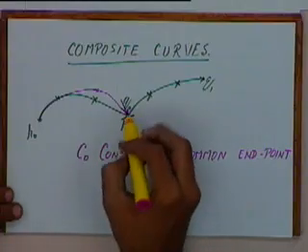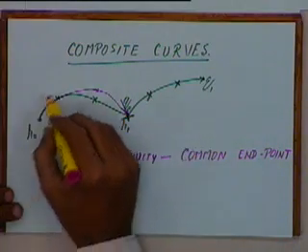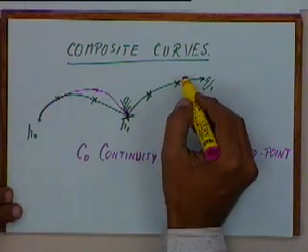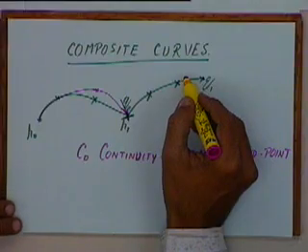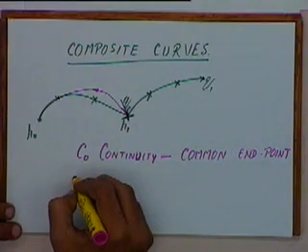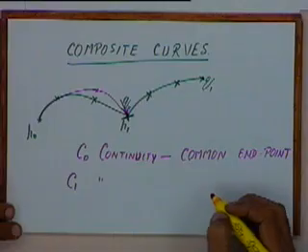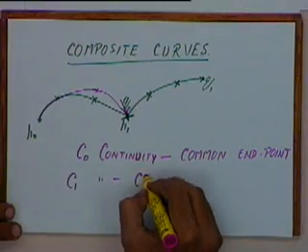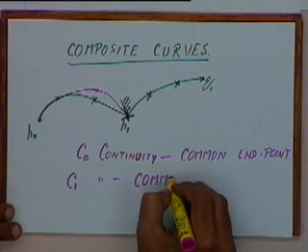Okay, that means at this point the endpoint of the first curve and the starting point of the second curve are the same. In terms of C1 continuity, we say that the curve will have a common tangent.